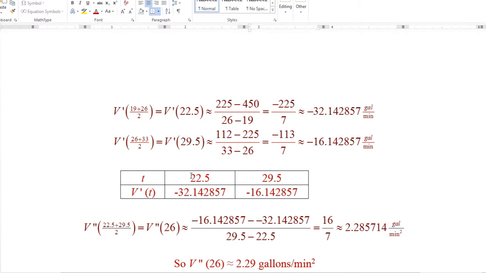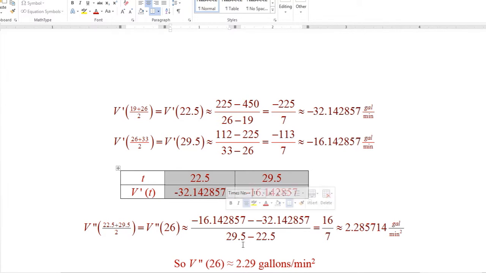And so now we have a table of t values and v prime of t. And notice halfway between these two, 22.5 plus 29.5 divided by 2 is in fact 26, where we want to look. And then we just do a symmetric difference quotient, that is, use the slope formula on those 2 points, and we get 16/7, or about 2.29 gallons per square minute.